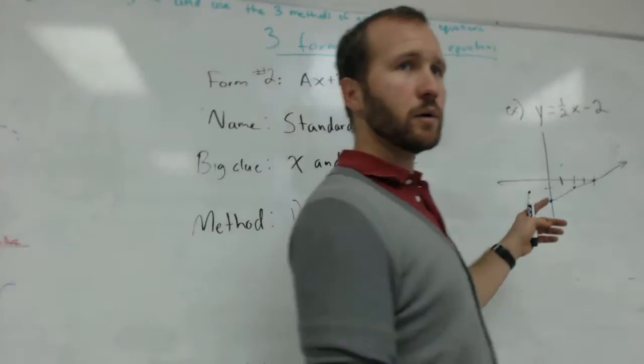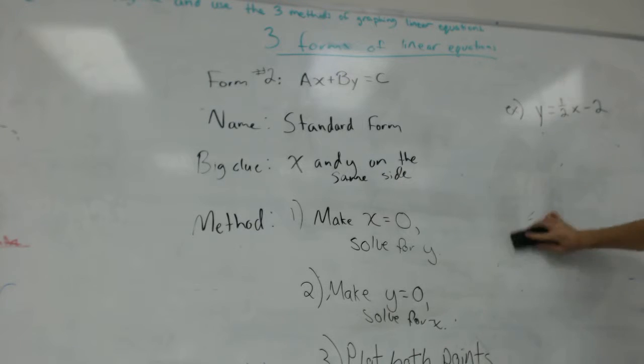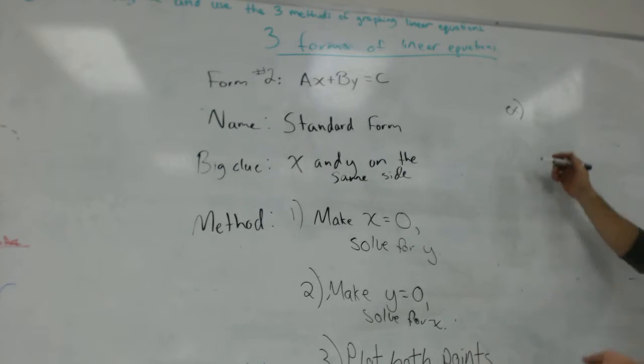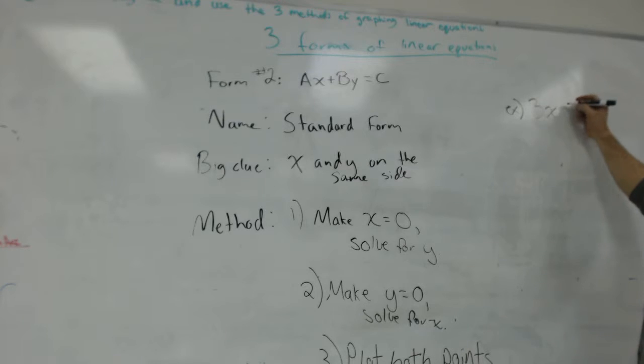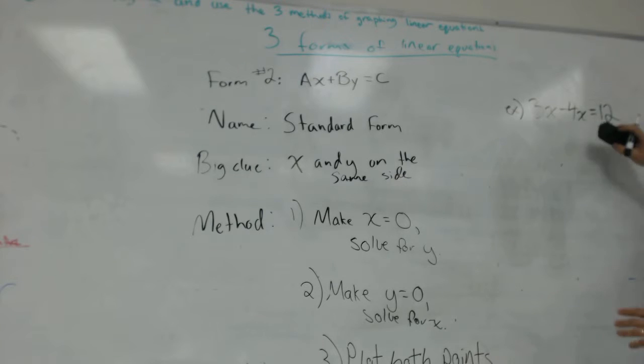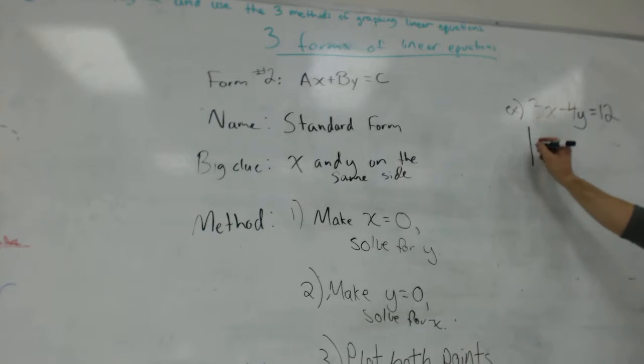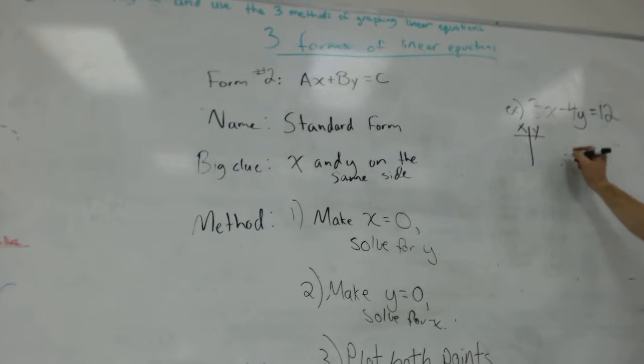Can I erase this old example? So, new example. 3x minus 4y equals 12. Oops. I said 4y and I wrote 4x. 3x minus 4y equals 12. Yes? A trick you can do is use a T-chart. Yeah, so I like to use a T-chart to keep track of this. It's a great trick.